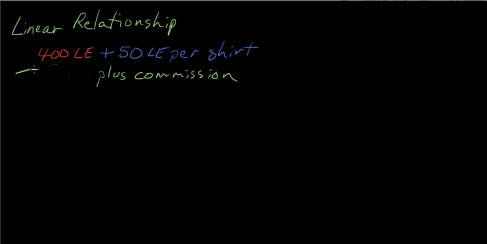Alright, let's make this salary plus commission. Okay? So, salary plus commission. This is your salary, and this is your commission. And I can make that into a table. Okay? Table of values, and the table is going to look like this. First of all, your number of t-shirts sold, because how much money you make is based on the number of shirts.